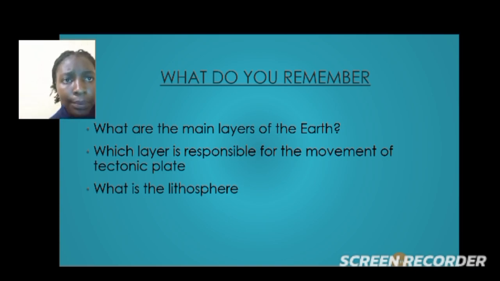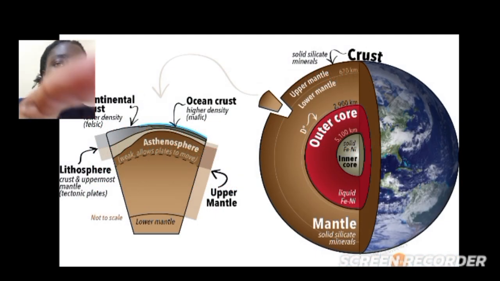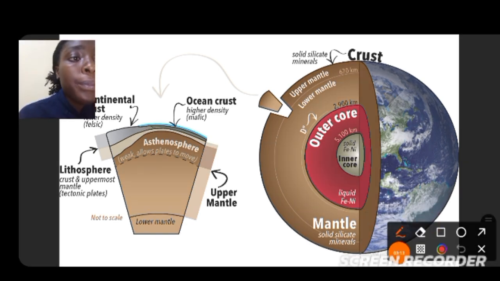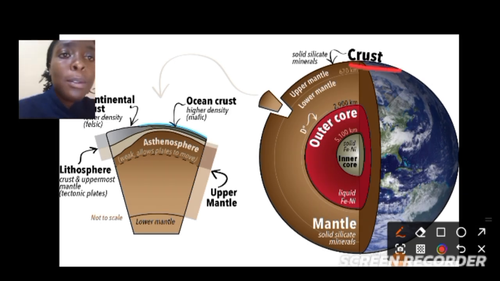Now, I promised that I would carry a picture with me that shows the four layers of the earth. Here we have the crust. You have seen the crust. We have the mantle. We have the outer core. In the mantle, we have the lower mantle and the upper mantle.